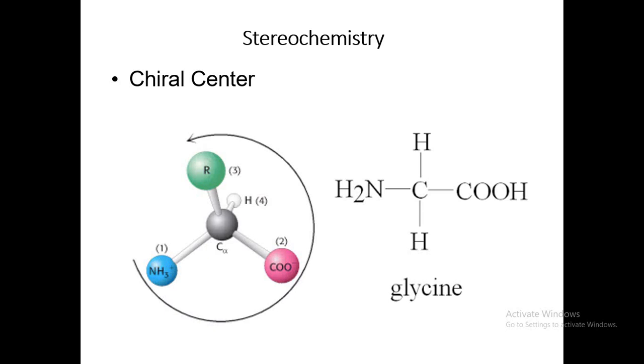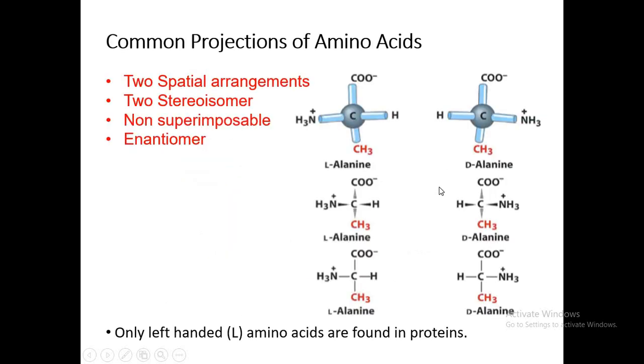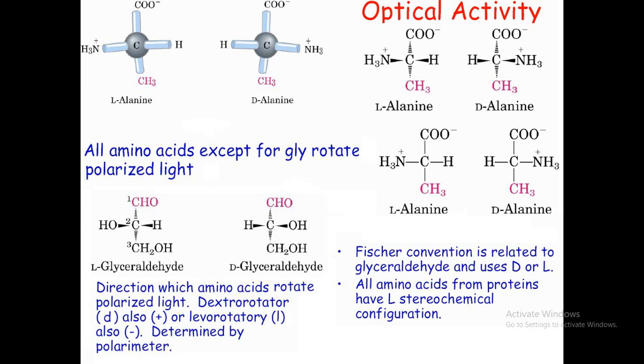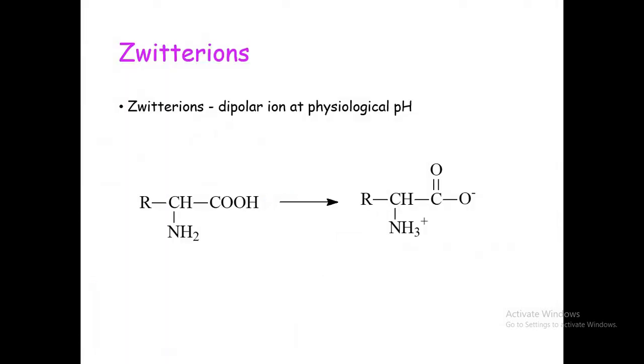So why is glycine not optically active, and why is it not able to rotate plane polarized light? Because glycine does not have L and D isomers. Why does glycine not have L and D isomers? Because glycine does not have 4 different atoms attached to the alpha carbon atom. So glycine cannot rotate plane polarized light.